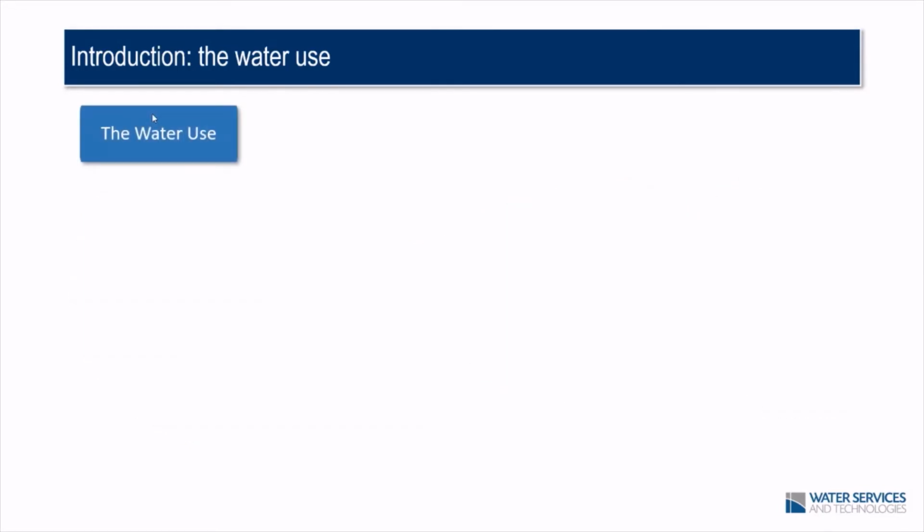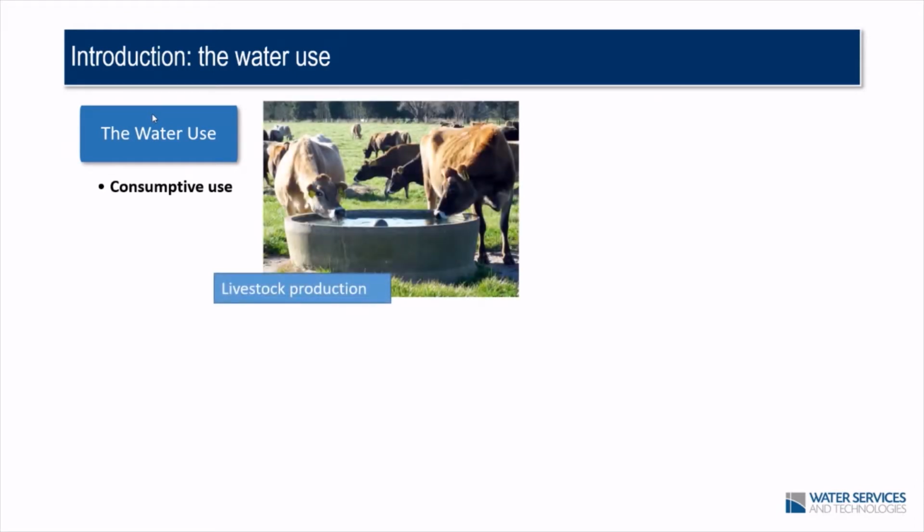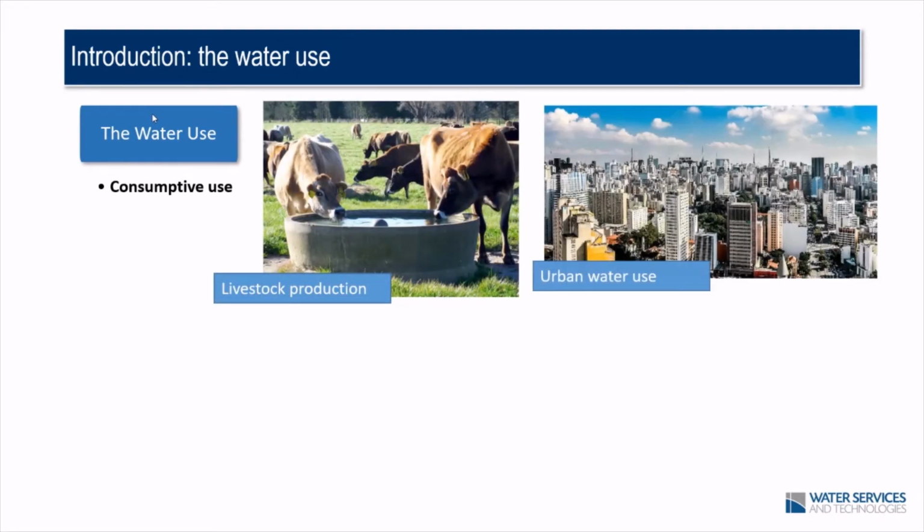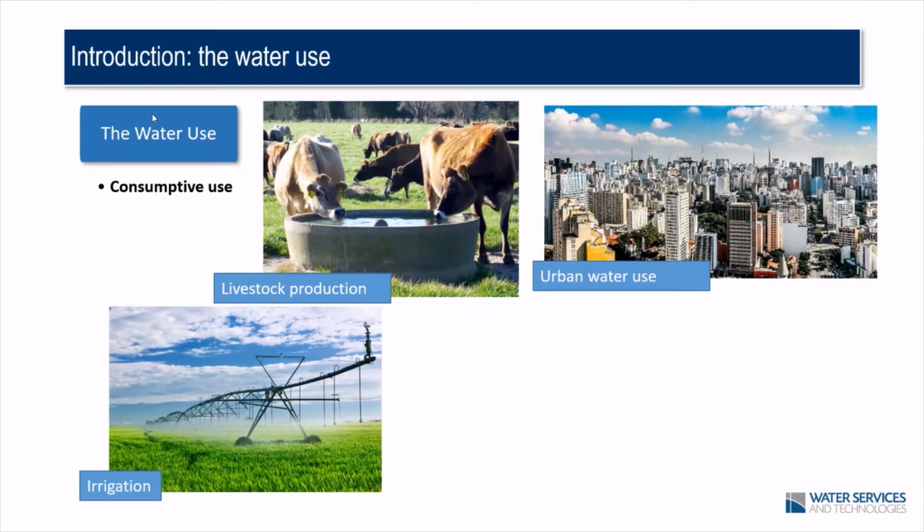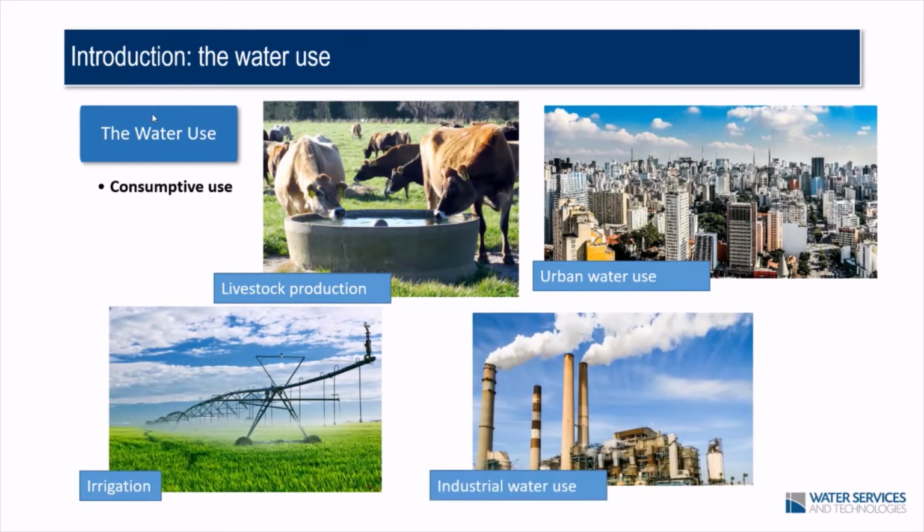Still on water use, we have different classifications. For example, we have the consumptive use, which represents the water that we remove from the available supplies without returning it to a water resource system. For example, livestock production, urban water use, irrigation, and industrial water use.